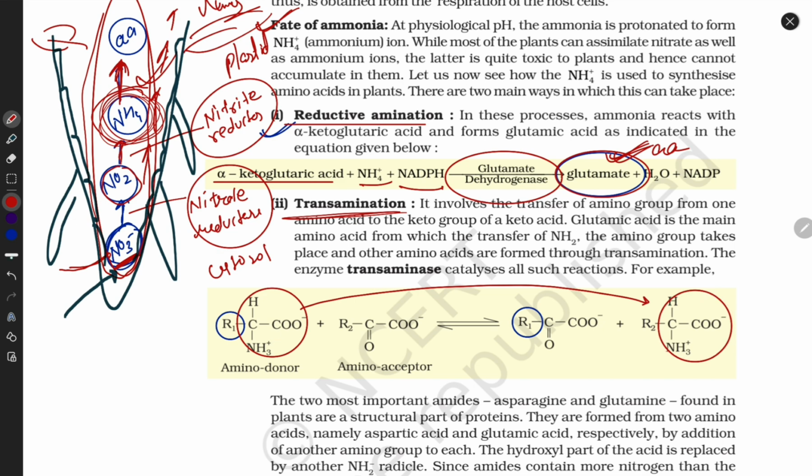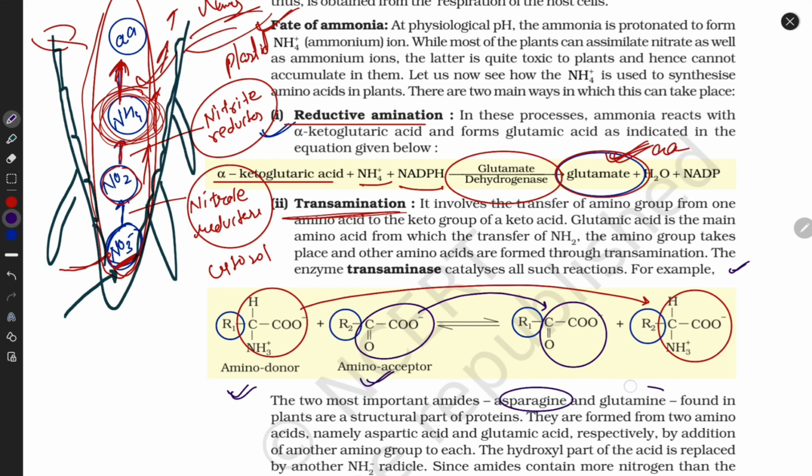Okay, now another. Look here. This is the R2 group and this is the R2 group. This group will switch, accepted by R1. So this is transamination. There is one amino donor and one amino acceptor. How do they produce? They produce two important amino acids, asparagine and glutamine, not glutamate, found in plants as a structural part of proteins.